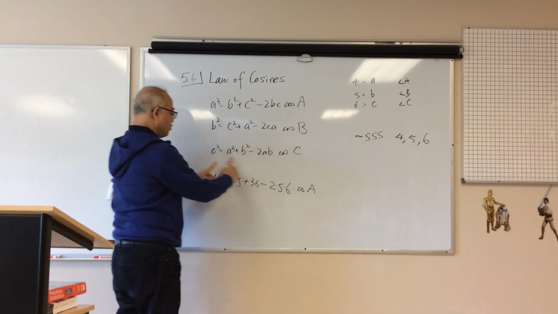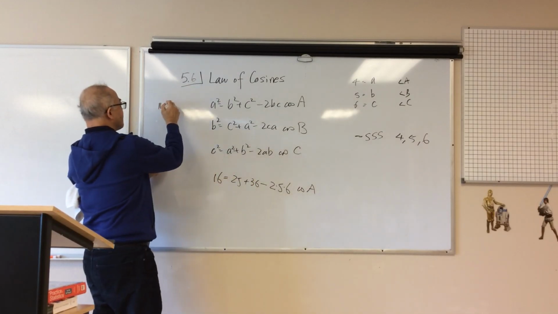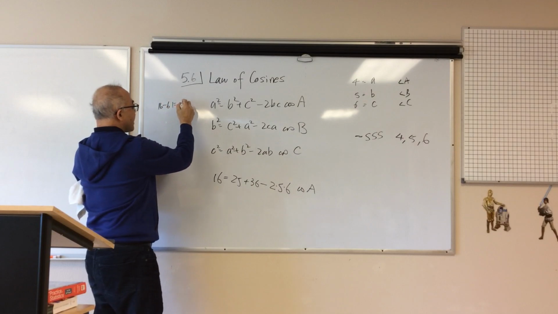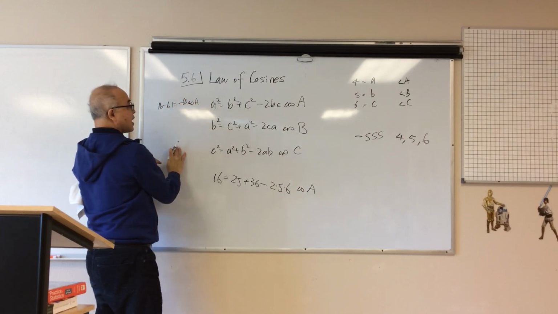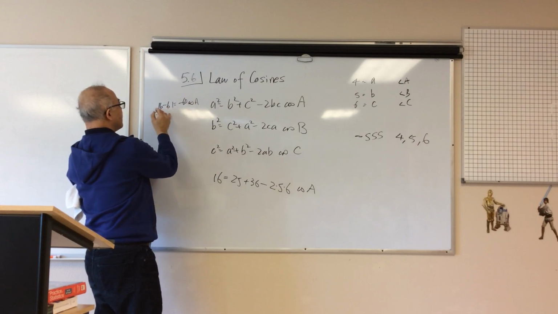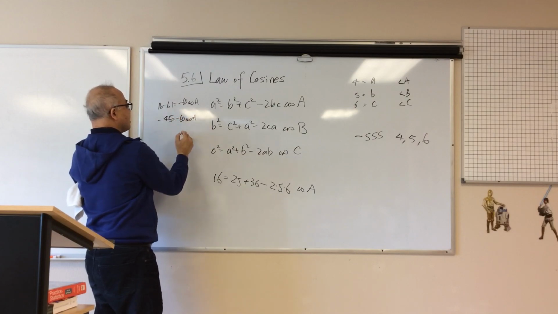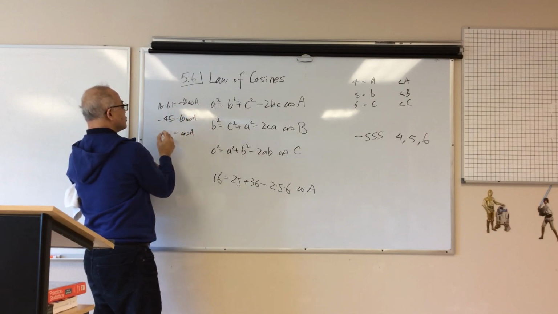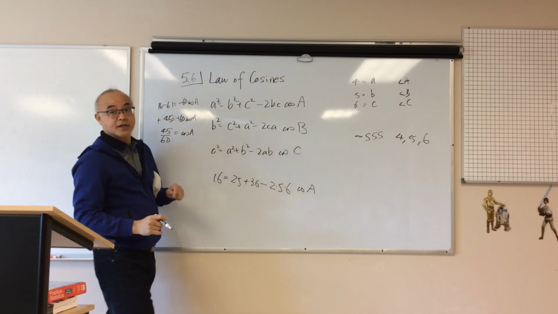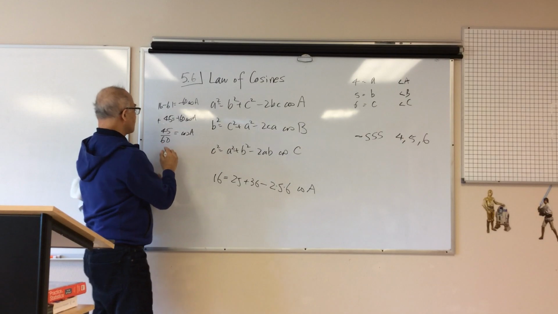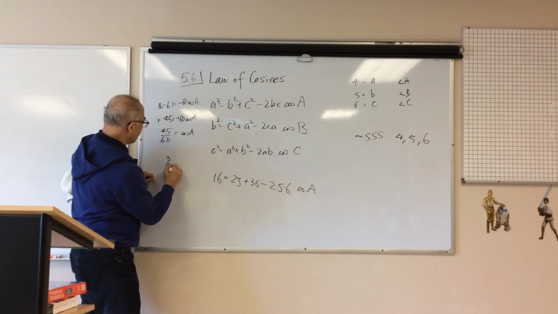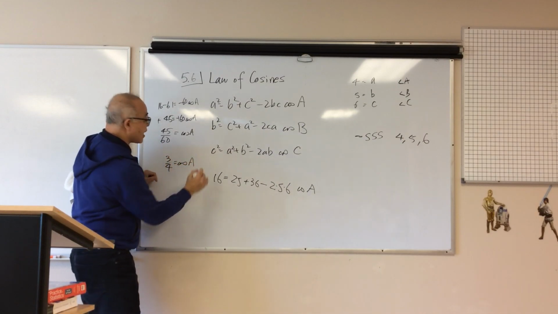Move it over, I get 16 minus 61 is negative 45, equals negative 60 cosine A. Cosine A is going to be equal to 45 over 60, because the negatives cancel out. So what do I get? I get 3 over 4 for cosine A.